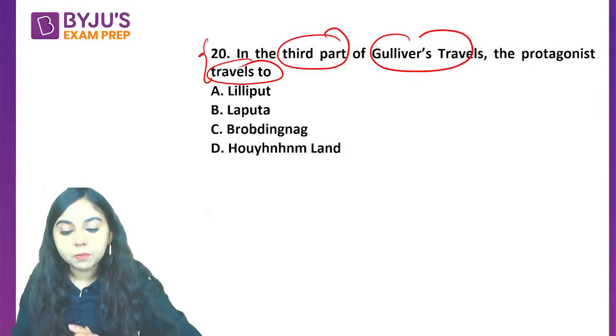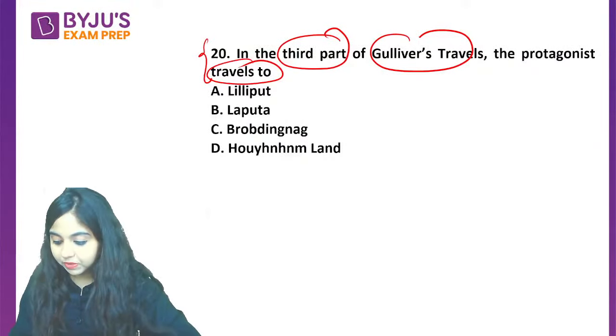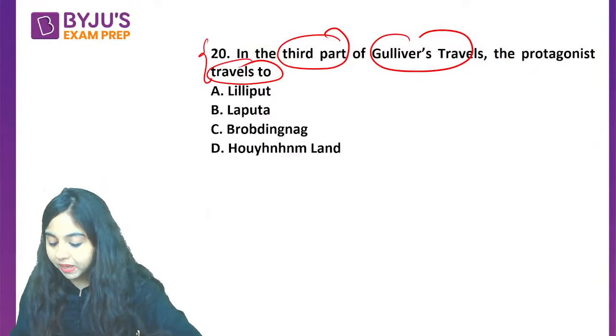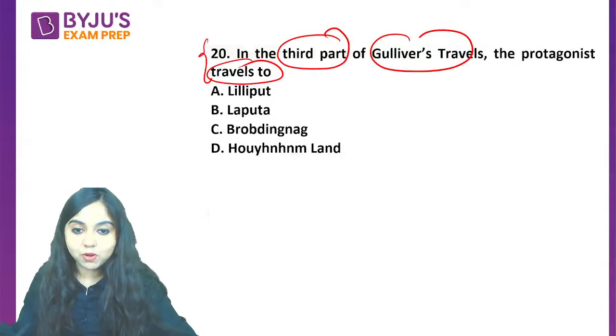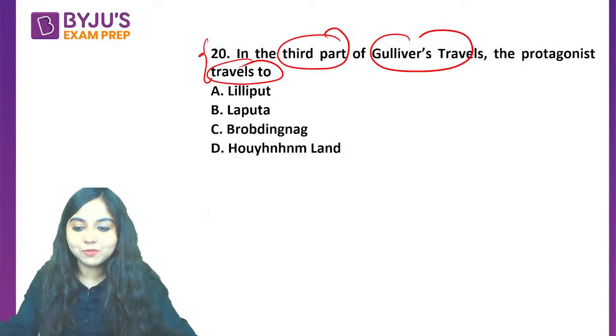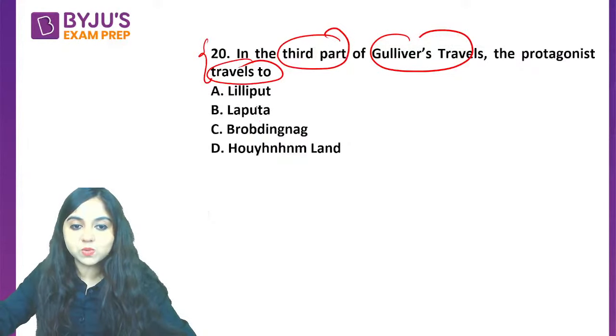Lilliput, Brobdingnag, Laputa, Houyhnhnm Land. It should be on your fingertips. It has to be on your fingertips. So many of you are giving the wrong answer. How can this be possible? That means we all need to revise. I'll probably try to figure out some extra sessions as well.